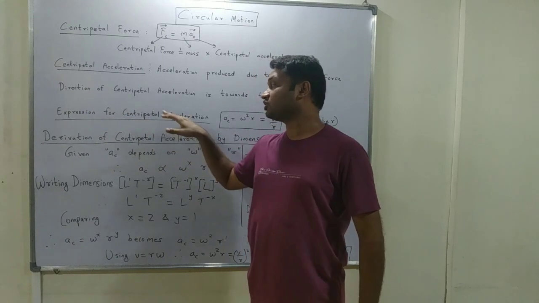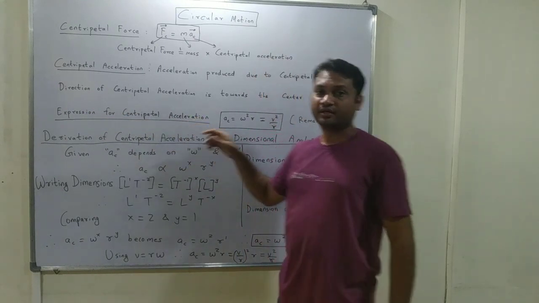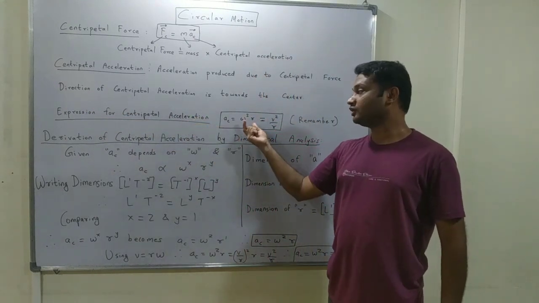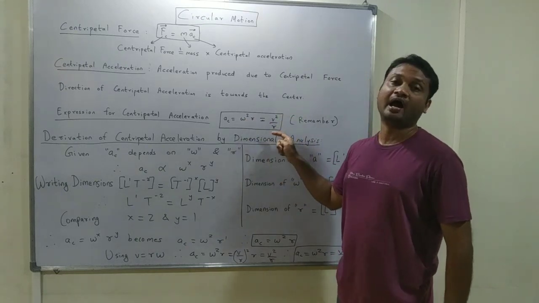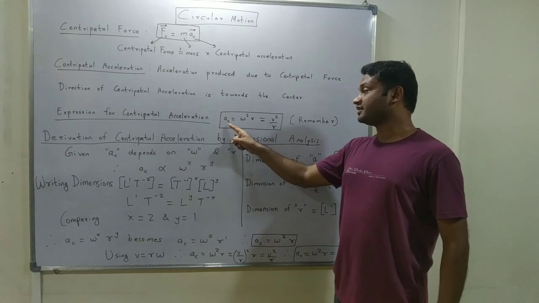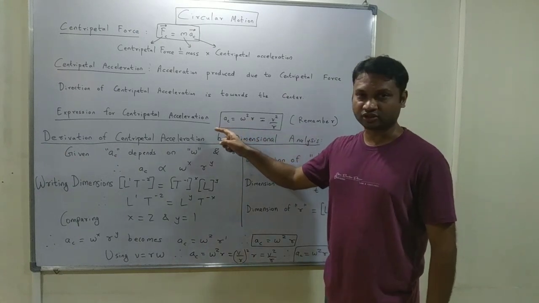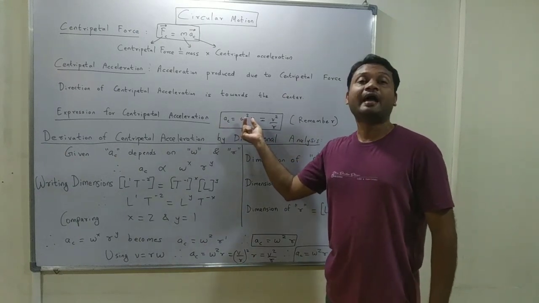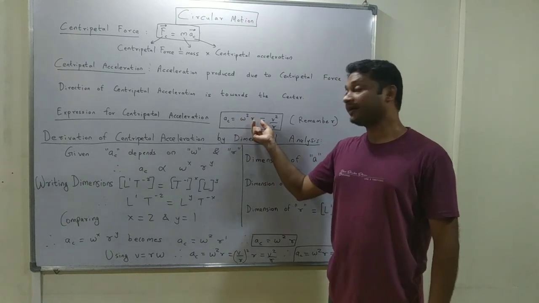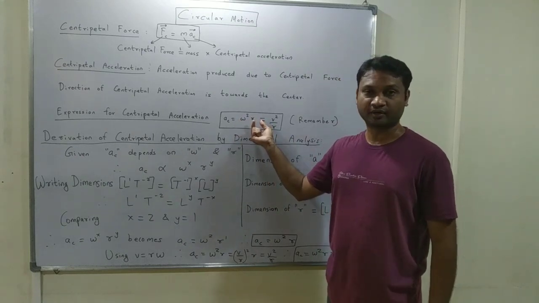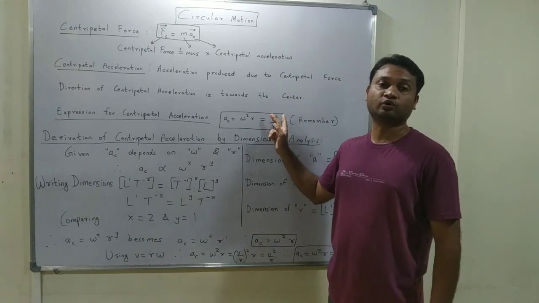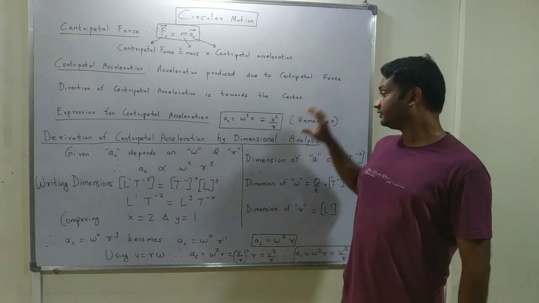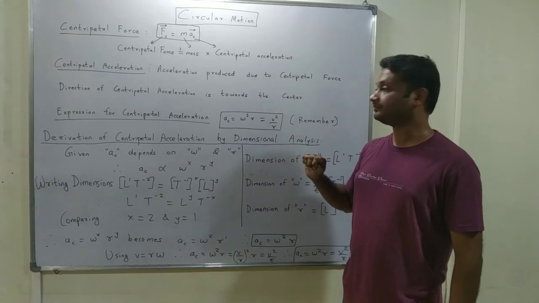Moving on to the expression for centripetal acceleration. Centripetal acceleration is equal to omega square r, which is nothing but v square by r, where a_c denotes centripetal acceleration, omega denotes angular velocity, and r denotes the radius of circular path. v stands for velocity in the circular path. This expression needs to be remembered.